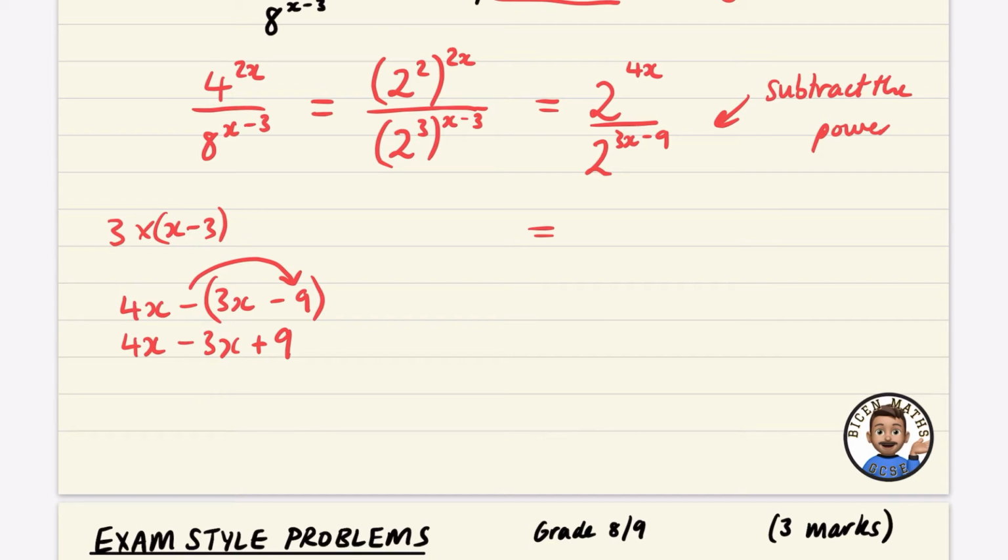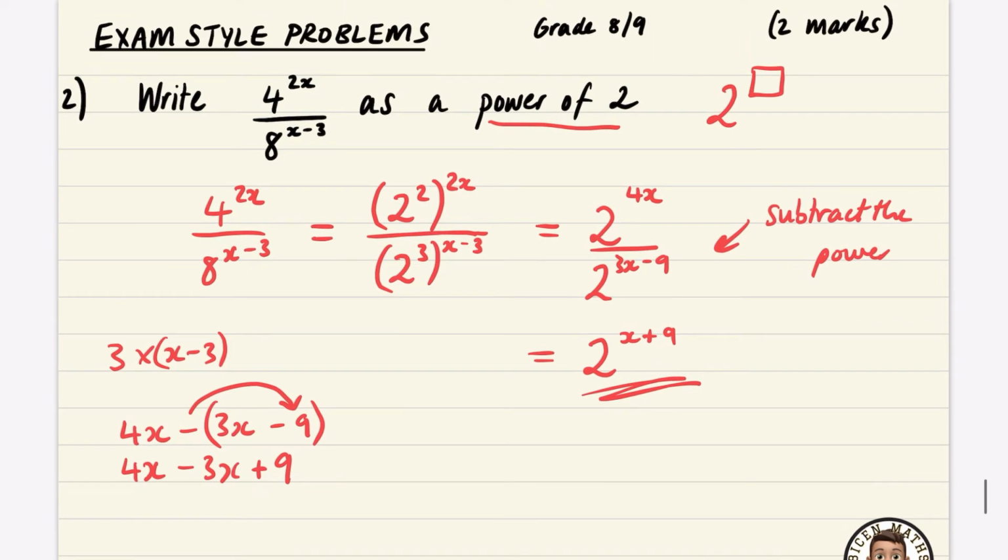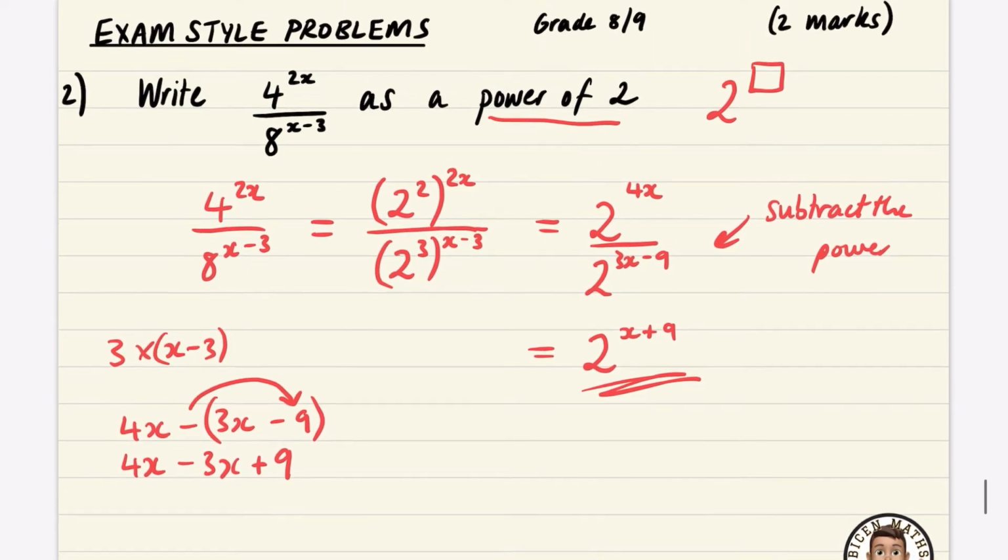So it is going to be 2 to the power of 4x minus 3x is just x, so it is x plus 9. So our answer is 2 to the power of x plus 9. That has been written as a power of 2.